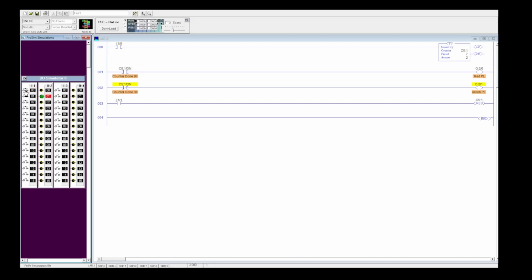I1/0. Watch the first rung as the counter begins counting toward its preset value of 7. The accumulated value increases by 1 each time the push button is pressed. 1 count for every off to on transition. Next, press push button PB2 at I1/1 to reset the accumulated count to 0.